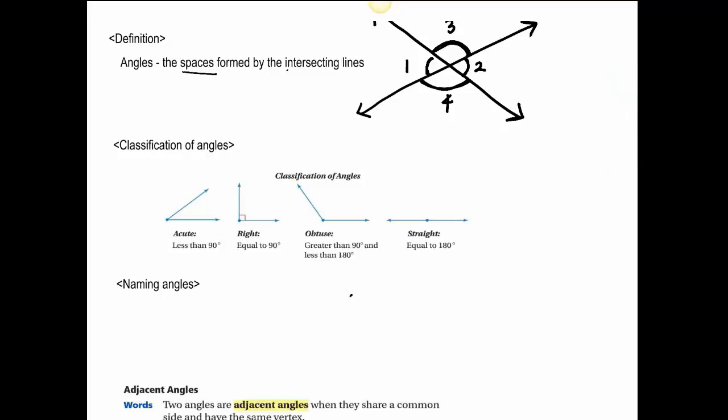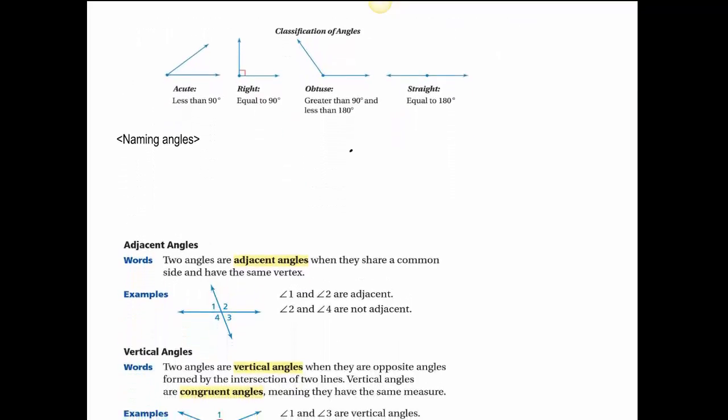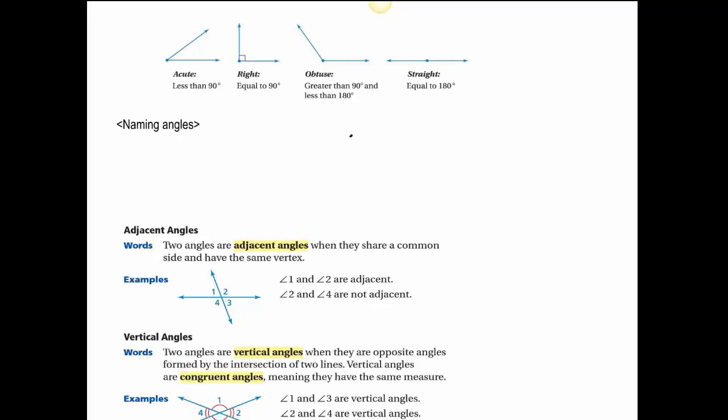Now, it's very important in this chapter to name angles correctly, because you're going to see many different types of angles and you have to name them. So I'm going to teach you how to name angles. We have a side and another side. I'm going to label this. This point right here is called a vertex.